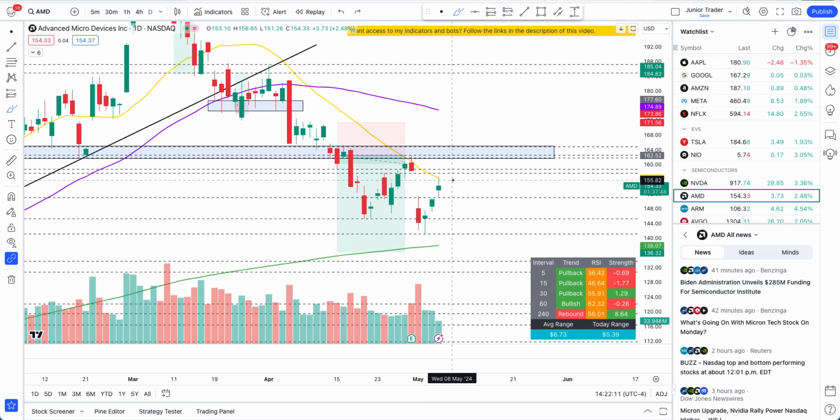Now, junior trader, but what if it doesn't make a higher pivot? And that's the thing, guys. You have to have a stop loss and then trade. You can trade this. This is still an intraday rebound that we have been trading to the upside.